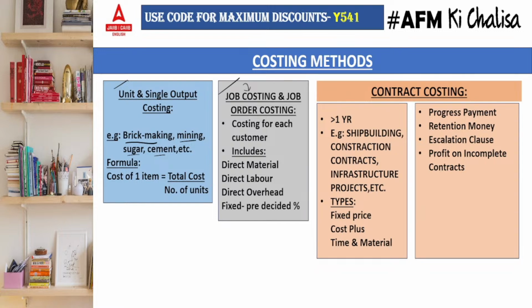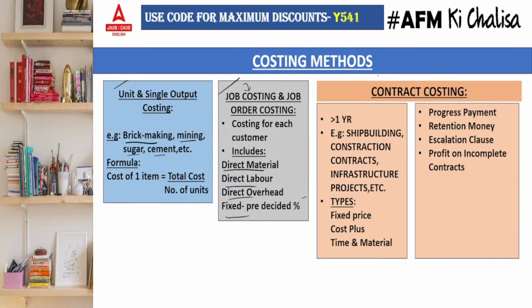For example, you asked me to prepare sofas for your organization. That means I'm preparing sofas exclusively for a specific customer. So costing is different for each and every customer, and I have to find out the cost that would be incurred overall, and how much profit I'm going to charge will be based upon this particular cost that I'm going to incur. Direct material, labor, overhead, and the fixed one.